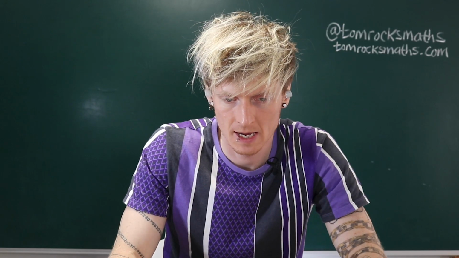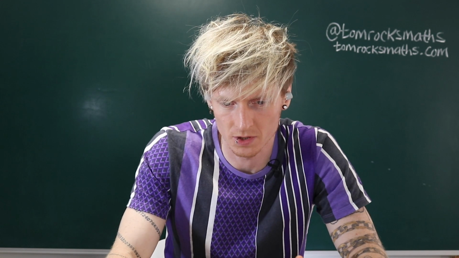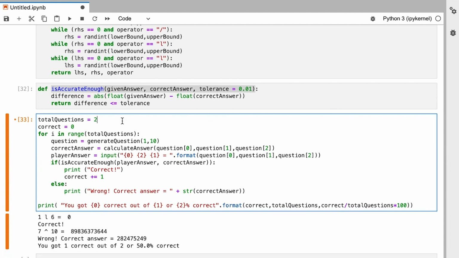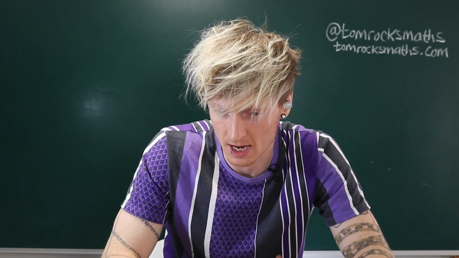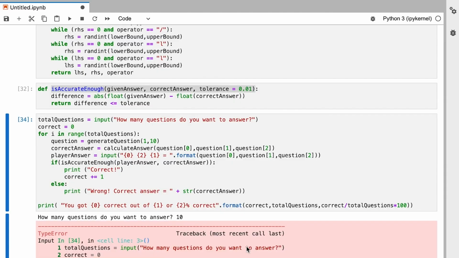Okay. So it's going to print that, and then I want to say total questions equals the input from that. So I want to say total questions equals input, and then "how many questions do you want to answer" as the question, and then the player is going to enter an input. Let's try that. How many questions do you want to answer? 10. Doesn't like it. Good.